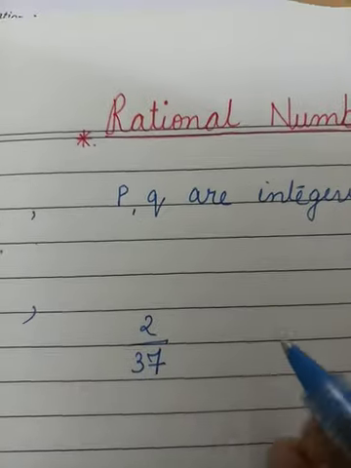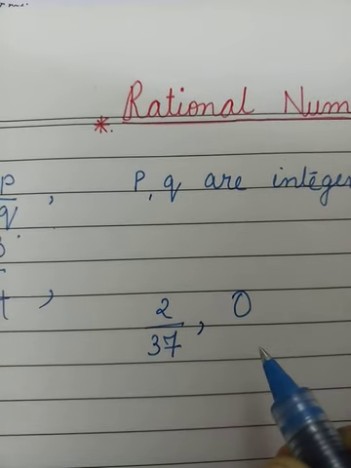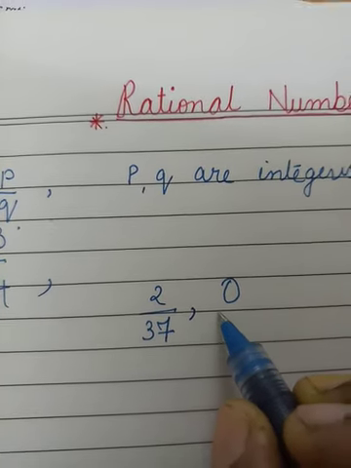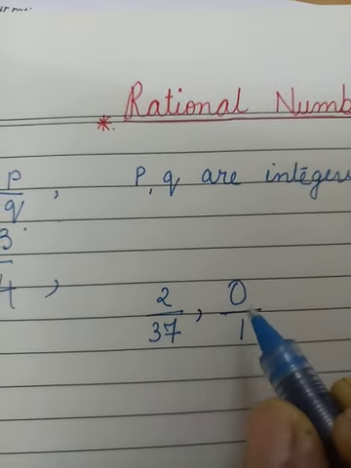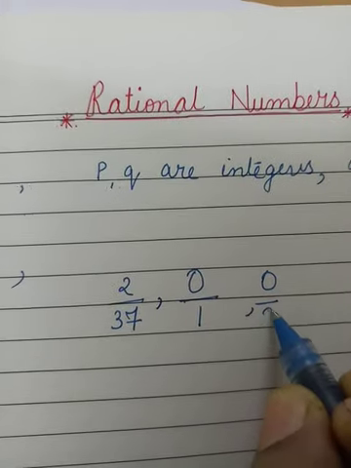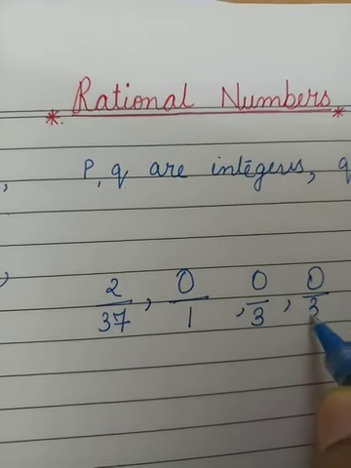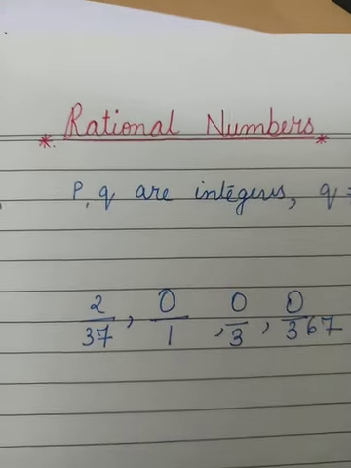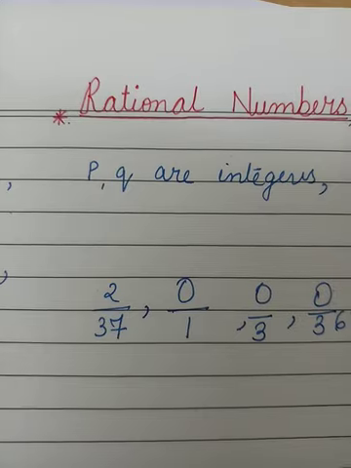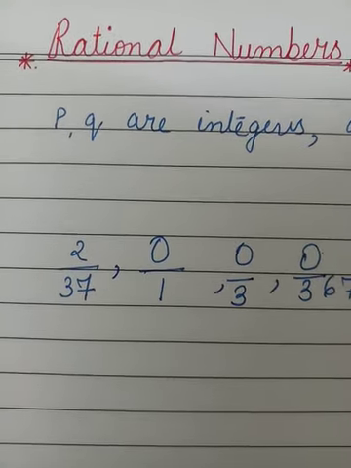Remember students, 0 is a rational number. Why is 0 a rational number? Because 0 has nothing in the denominator, so it can have 1. 0 divided by 1 is 0, or 0 divided by 3 is also 0. 0 divided by 367 is also 0. So 0 is a rational number because it has a numerator as well as a denominator, and both belong to integers.